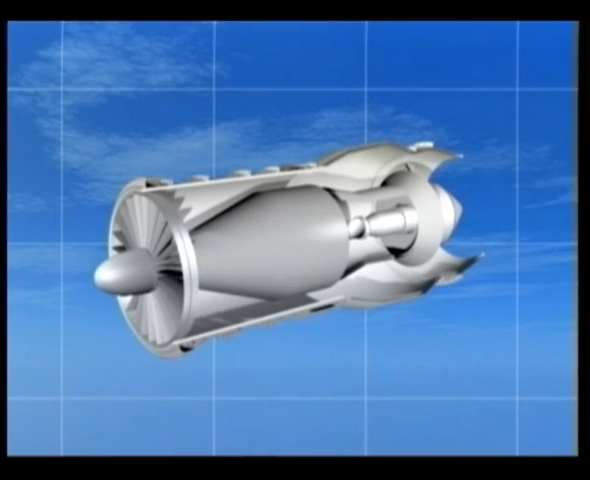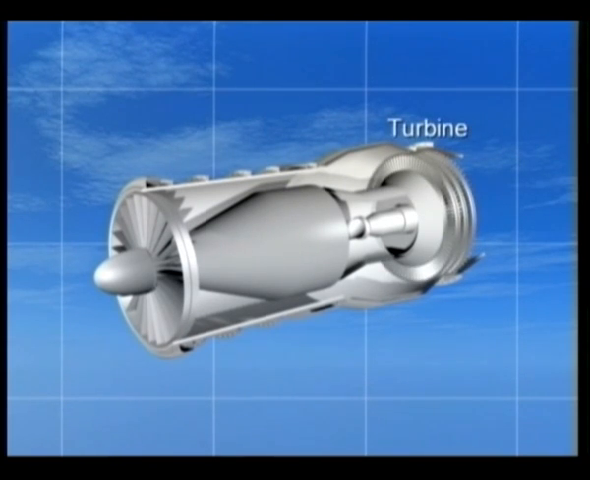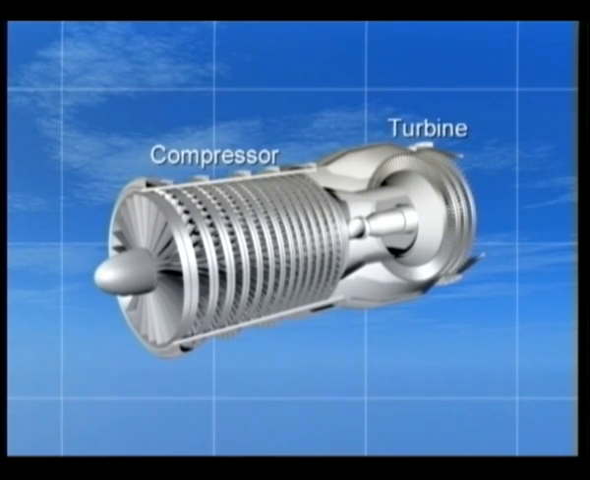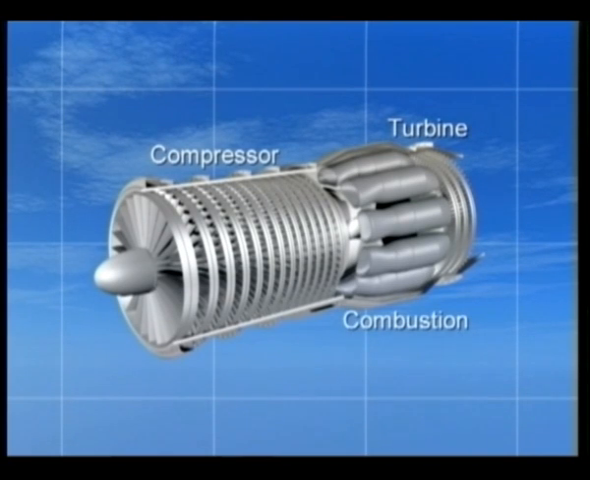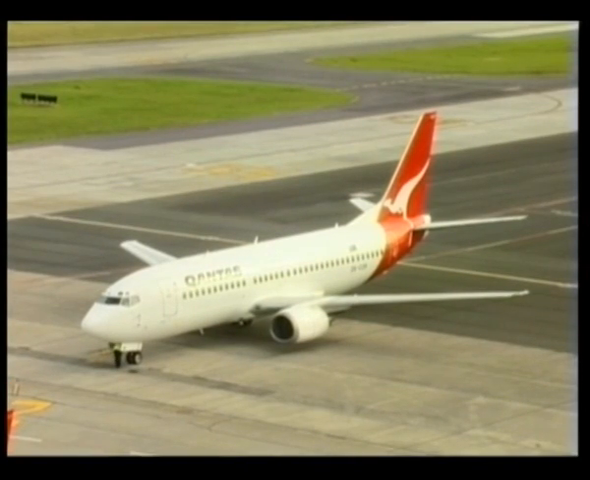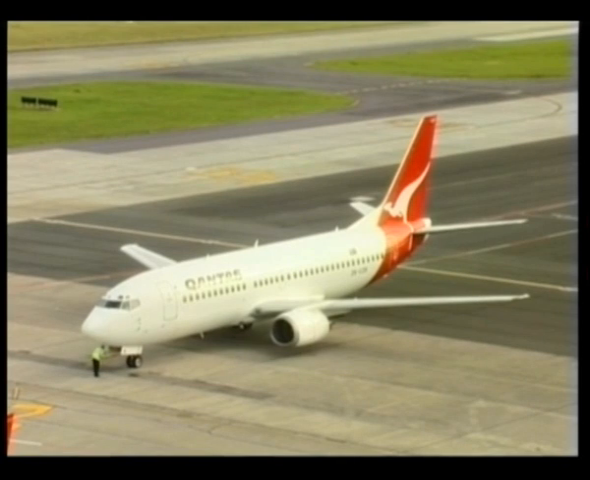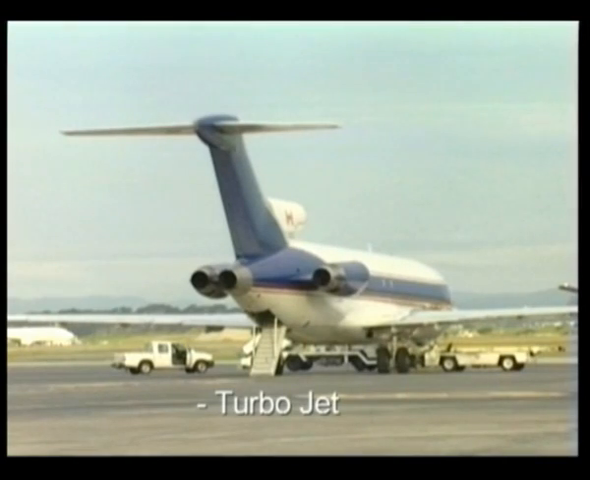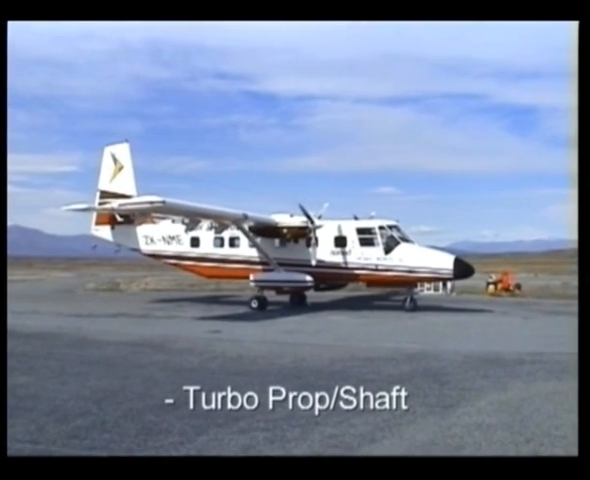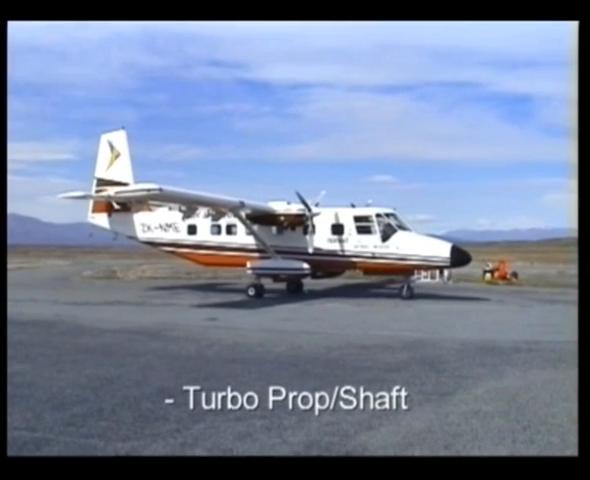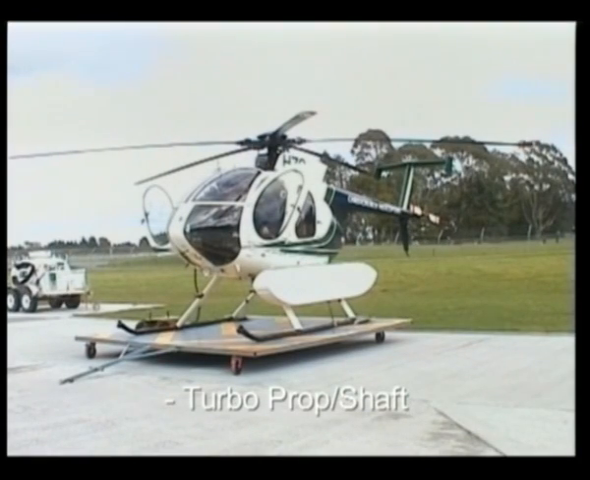Very basically, we need only 3 components to make a turbine engine. A turbine to drive a compressor to compress the airflow, and a combustion chamber to burn the fuel and create the flow of hot gas. Everything else is refinement. Aircraft gas turbine engines are divided into 3 main categories. The turbojet engine, which gets its power from the reaction of a gas expelled rearwards. The turboprop and turboshaft engine, which uses most of its power output to drive a propeller or helicopter rotor system.